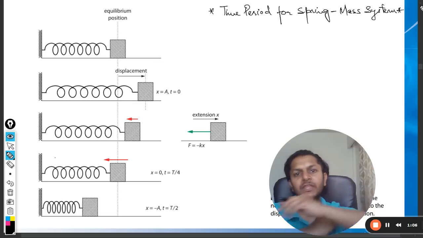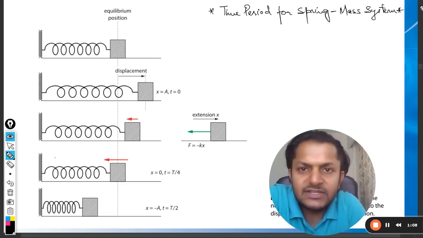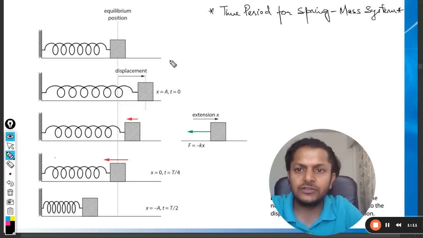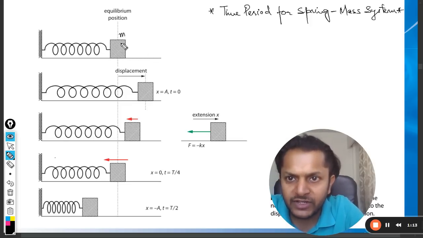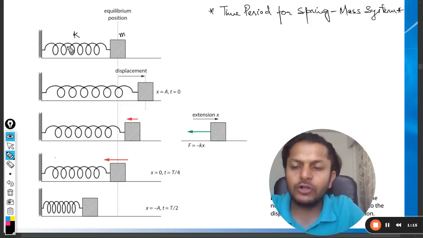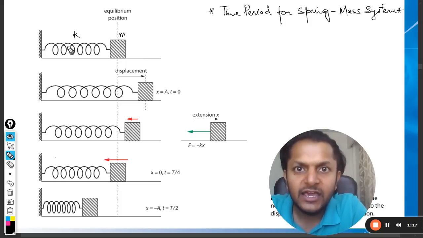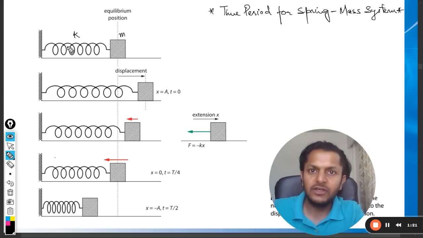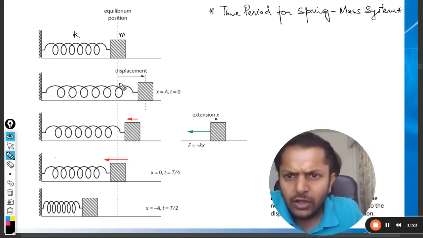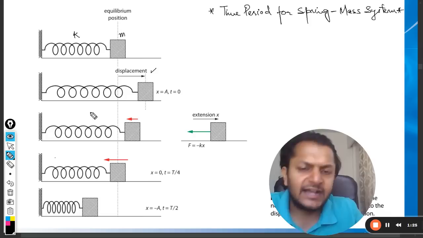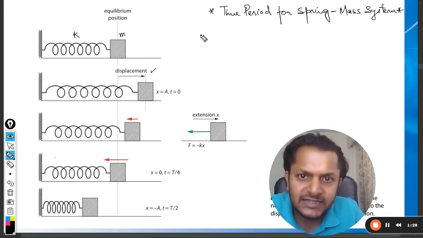Spring mass system. Okay, so the spring mass system is in front of you on your screen. This is the mass which is moving, and we can just write m here. The spring constant value is given to you, that is k, and we want to find what is the time period for the oscillation. Now, when it is displaced by x, this is how you do it. This is step number one.